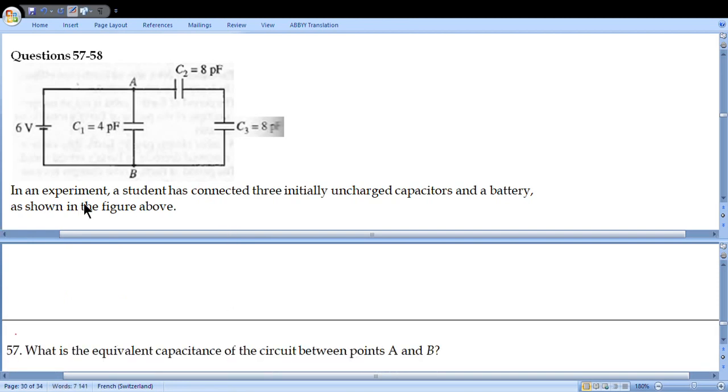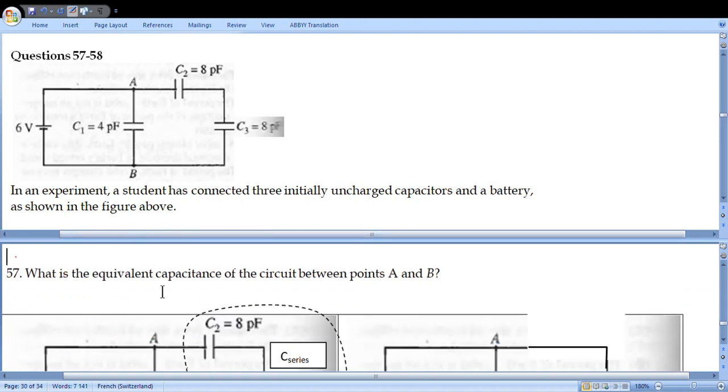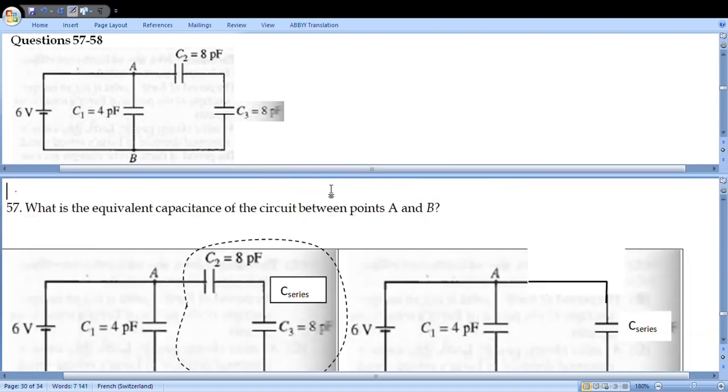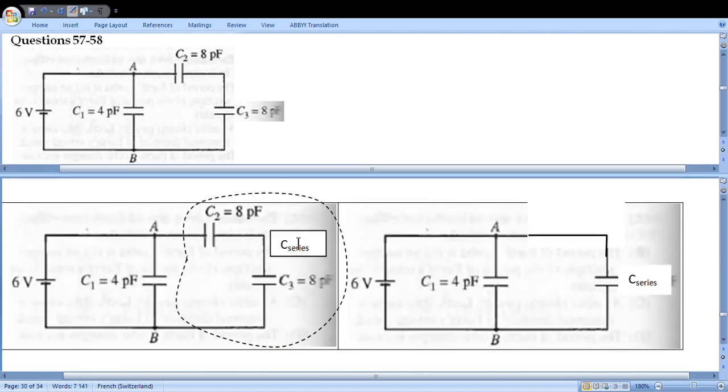In experiment question 57-58, a student has connected 3 initially uncharged capacitors and a battery, as shown in the figure above. What is the equivalent capacitance of the circuit between A and B? So first of all, let's find the capacitance of this part.